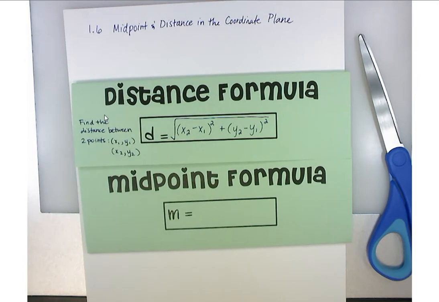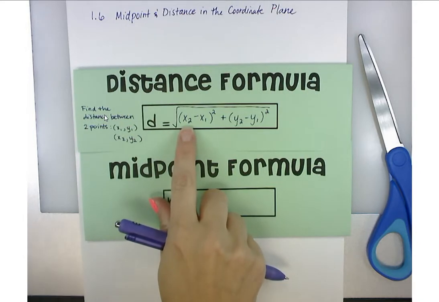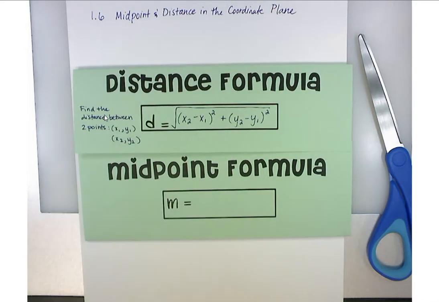The cool thing about the distance formula is even though I have written here that you do the second minus the first x, if you switch those around, as long as you do the same thing for the y's, it wouldn't matter if you did x1 minus x2 and y1 minus y2. Okay, so you get to pick what your x1 and y1 are and what your x2 and y2 are.